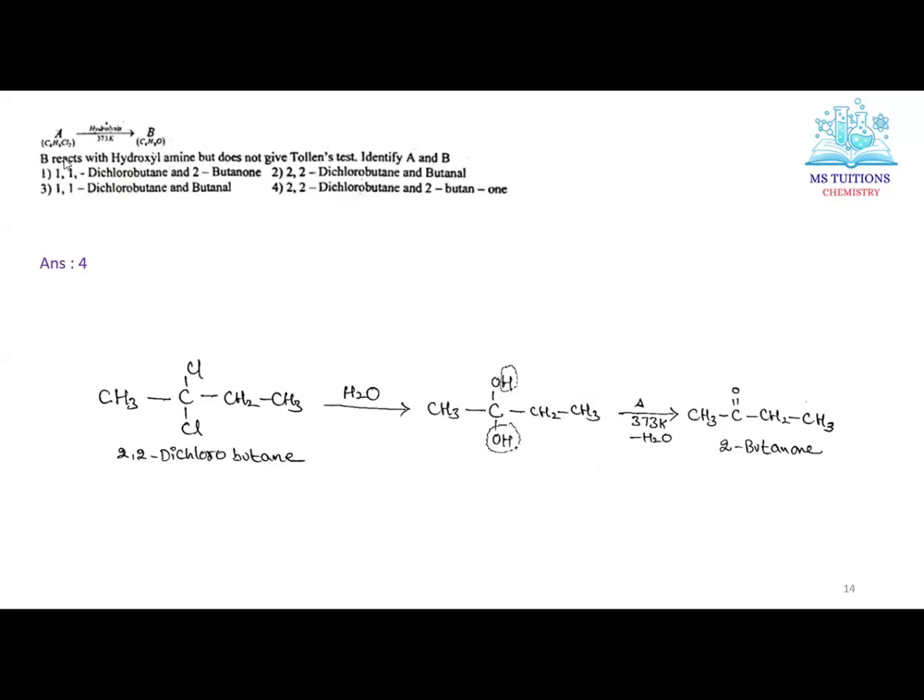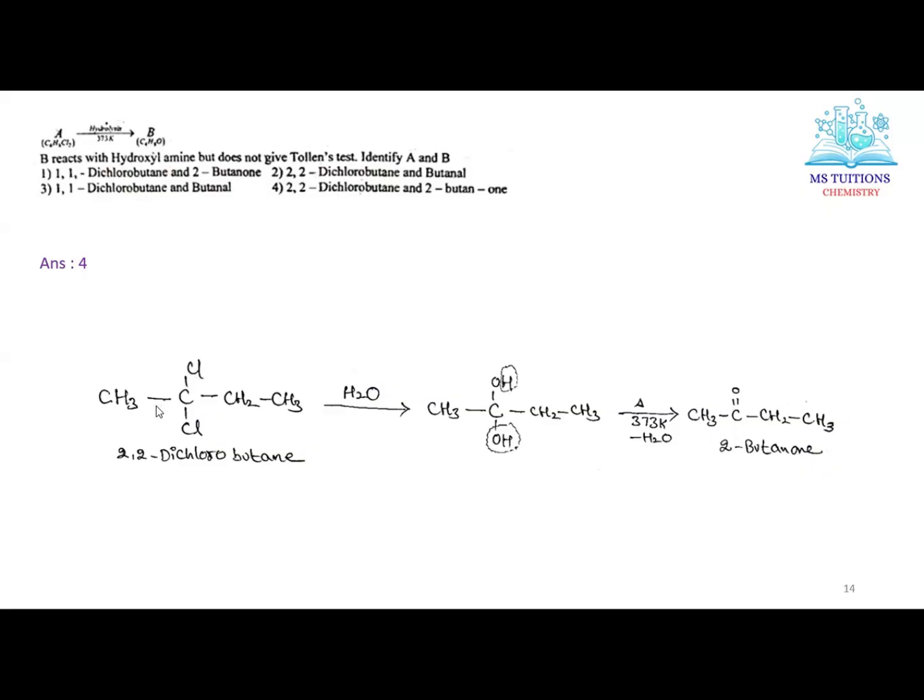Next, the compound A, this compound is given. On hydrolysis at 373 Kelvin we get the compound B. B reacts with hydroxylamine but does not give the Tollens test. Identify A and B. The answer is the fourth option, because if we take the fourth option, only then do we get the product B also as correct.